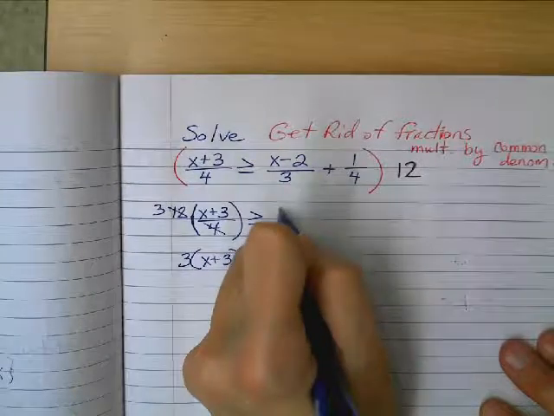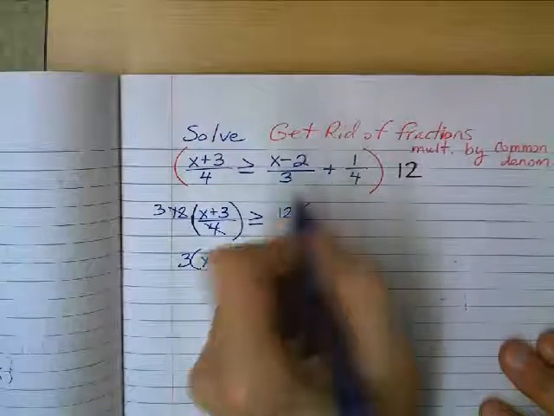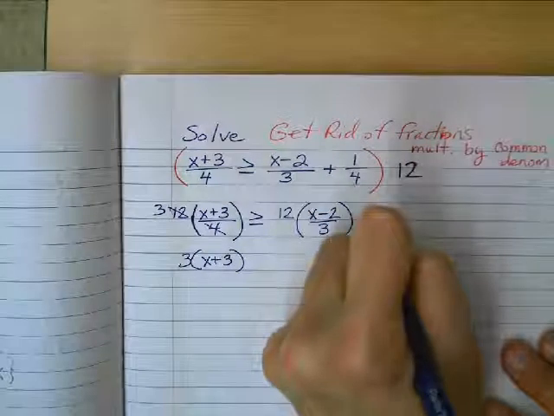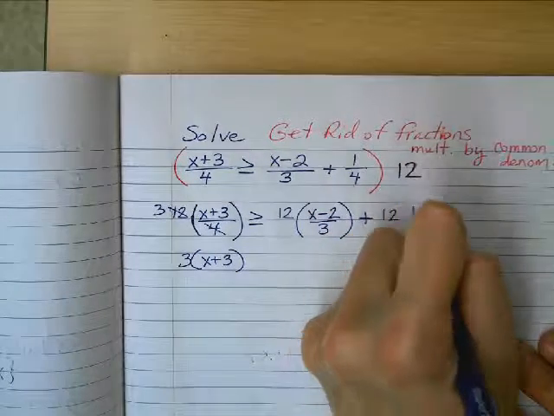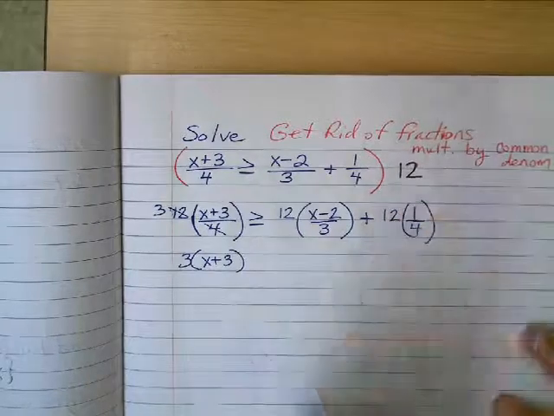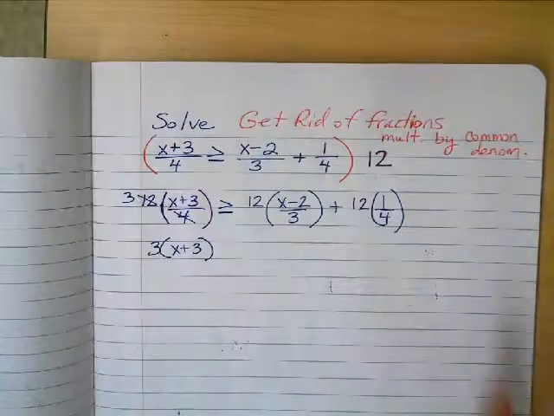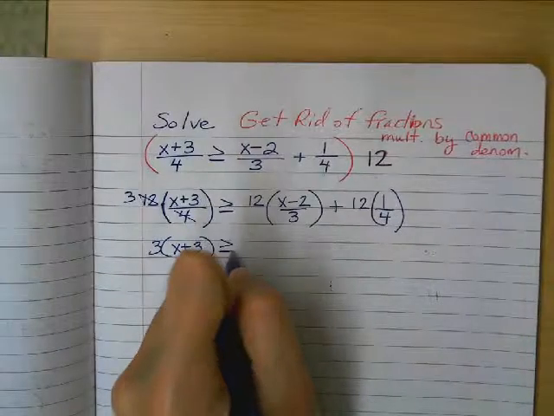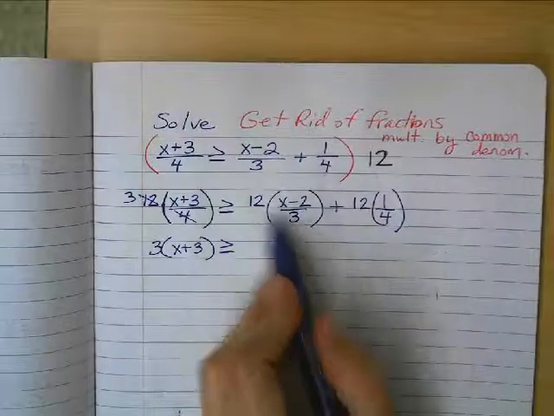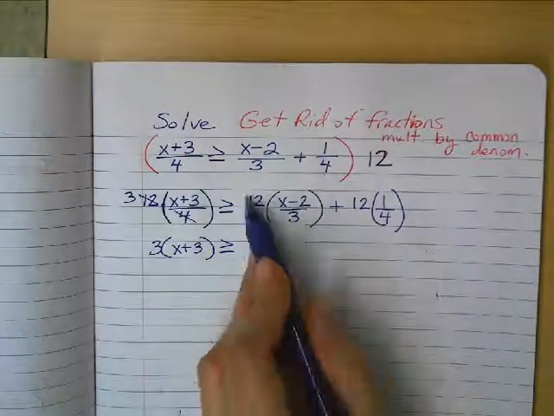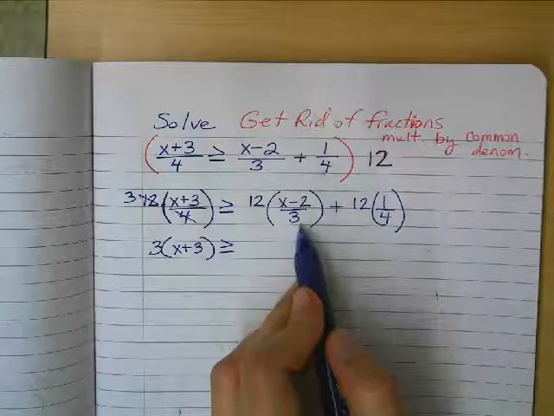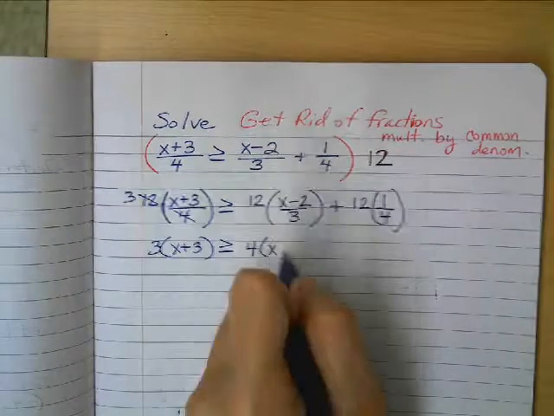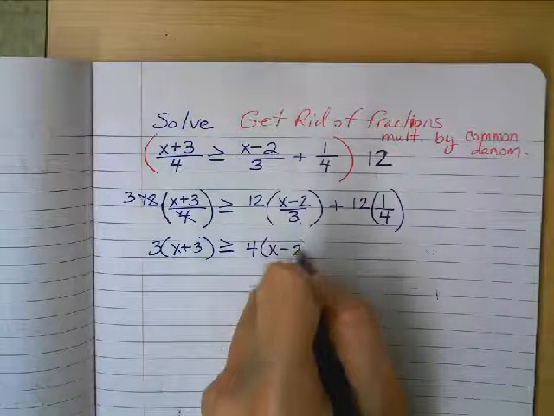Then you do the same thing on the next one. Then you're going to take 12 times the next fraction in the problem. And then we'll take 12 times the last fraction. Hopefully you'll feel more confident as you keep doing these. Okay, so now take 12 times this next fraction. What do you get? 4 parentheses x minus 2. Good job. Because 3 goes into 12 4 times, so it'd be 4 parentheses x minus 2.